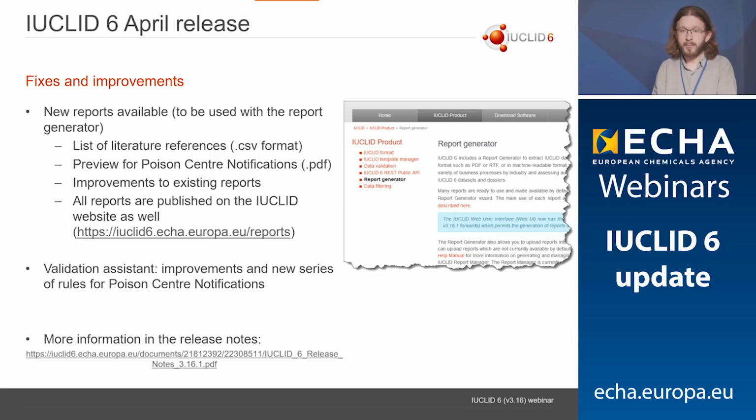I would like also to mention some improvements made to the validation assistant to enhance existing rules to make them more self-explanatory. And we have also worked on the new series of rules for poison centers notifications. You will find all the details of the changes brought by this release in the release notes published on the Euclid website. You have the link here in the presentation, and you will be able to find this information also after this webinar.